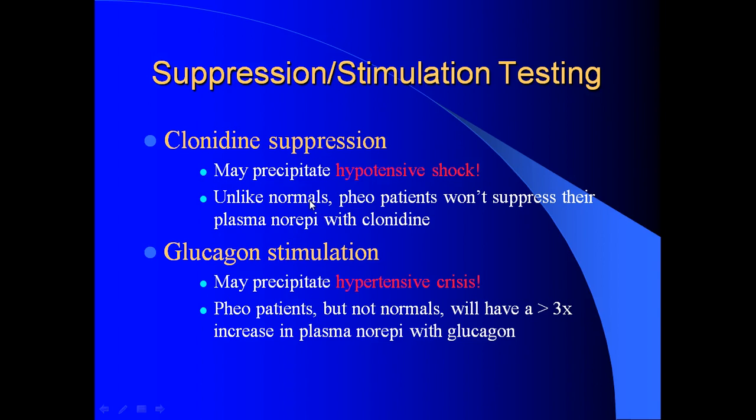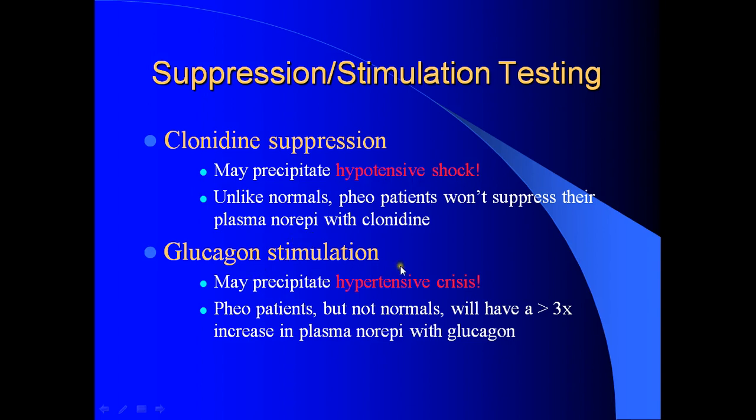One, because of the good quality of the urinary assays and the serum assays, as well as because of their side effects. Clonidine doesn't cause anything in normal people. In normal people, when you give clonidine, there is suppression of the release of catecholamines, the norepinephrine. But in pheo patients, it won't suppress their plasma norepinephrine.